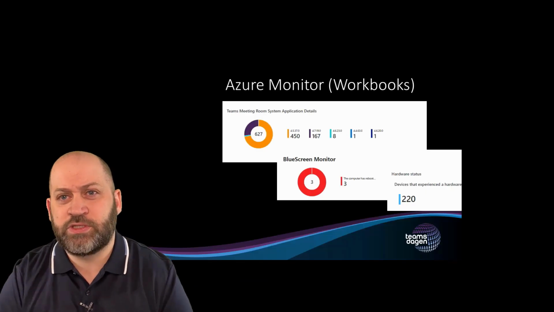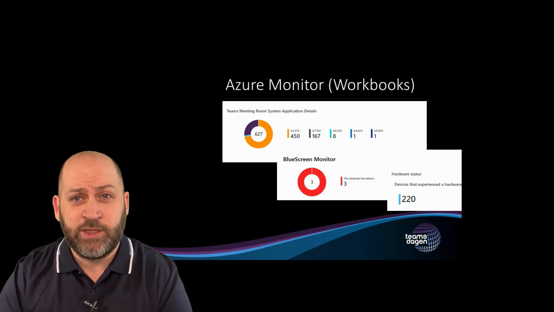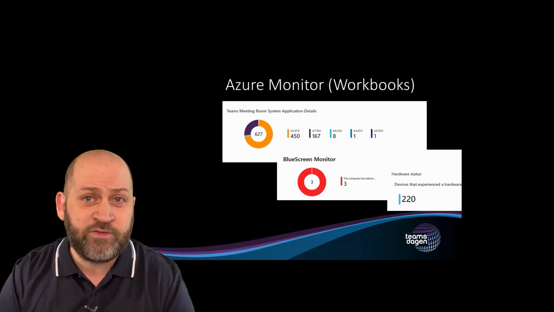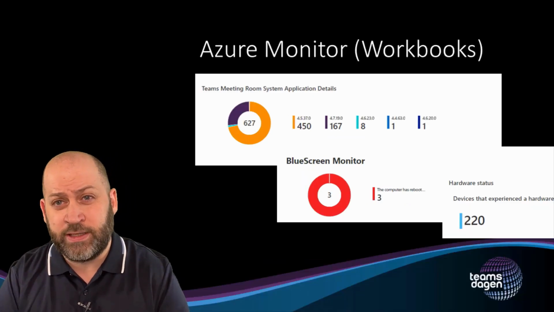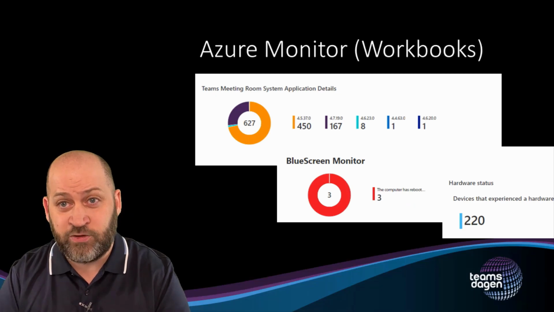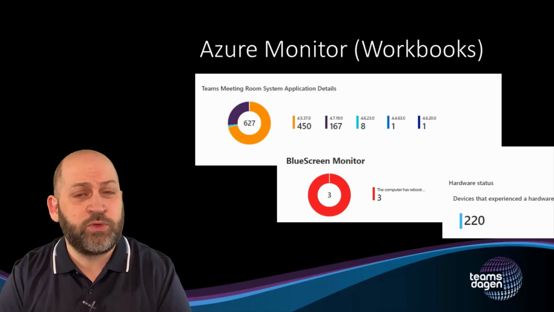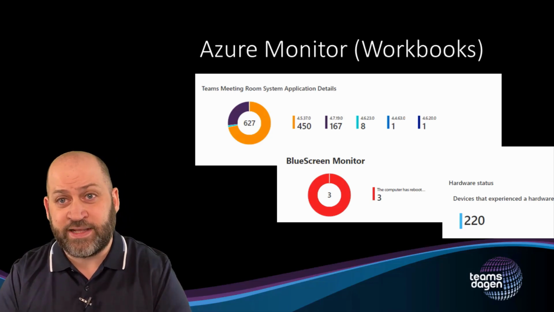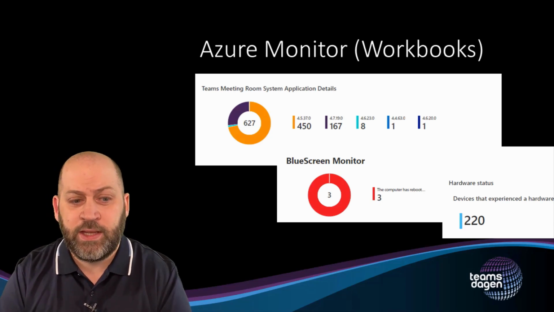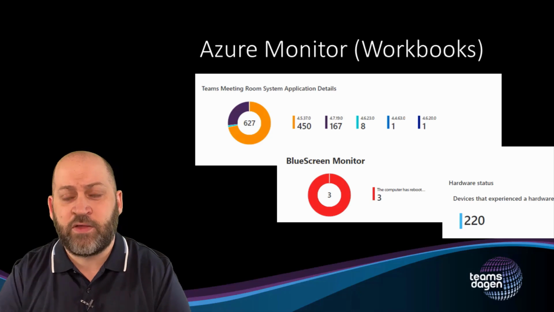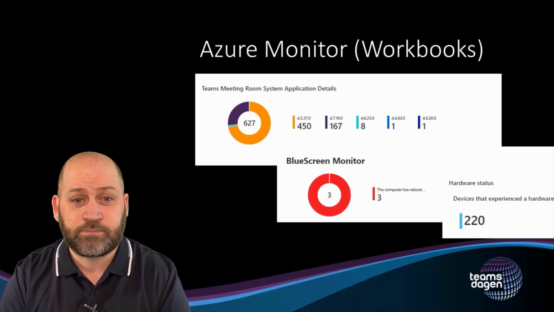So, workbooks. Within the workbooks, we can build our own reports and queries to build out graphics to show how the environment looks right now. For instance, here I have something that monitors the different versions of the Teams meeting room application. I have a monitoring for blue screens, so if you have certain devices that keep having blue screen issues, you can dig deeper into that. And we also have information about any hardware error or application error that happens on the devices.